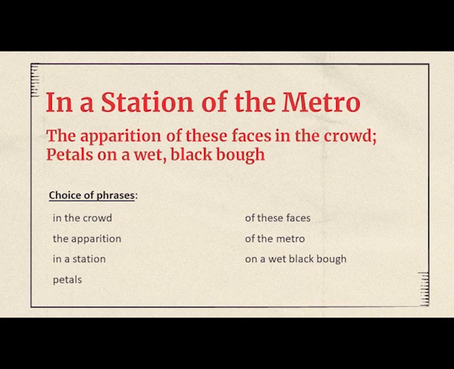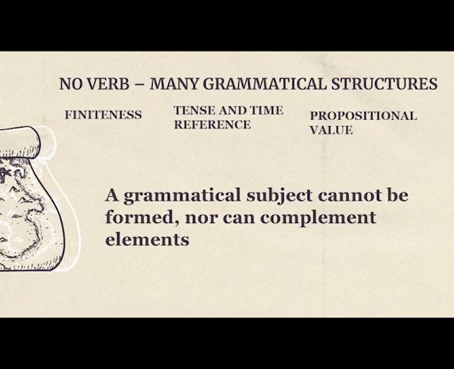With that, many grammatical structures such as finiteness, tense and time reference, and propositional value are gone. From that, other aspects of clause structure collapse, because a grammatical subject cannot be formed, nor can complement elements be positioned related to a verb. So what remains in the light of these grammatical operations from the couplet is the sparse juxtaposition of a statement of experience and a statement of interpretation.